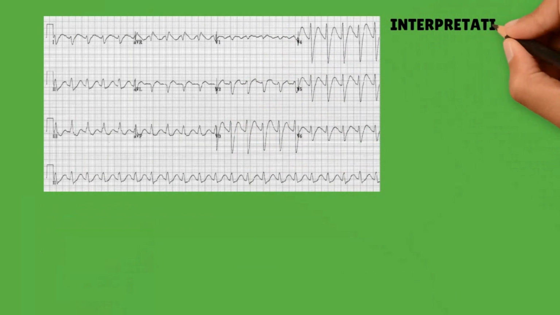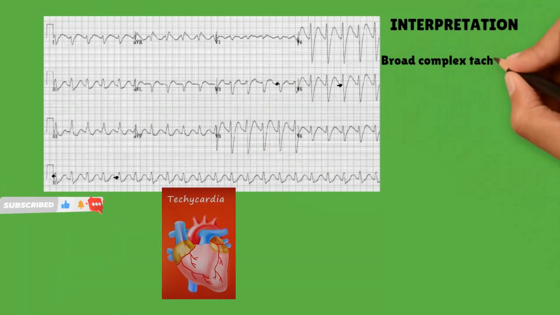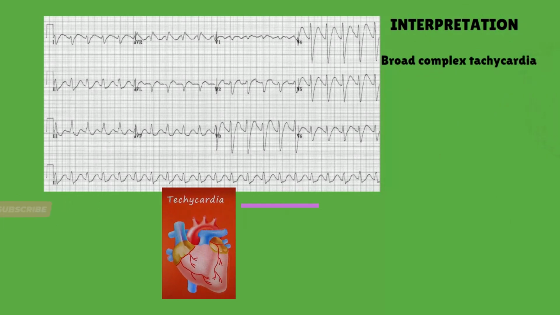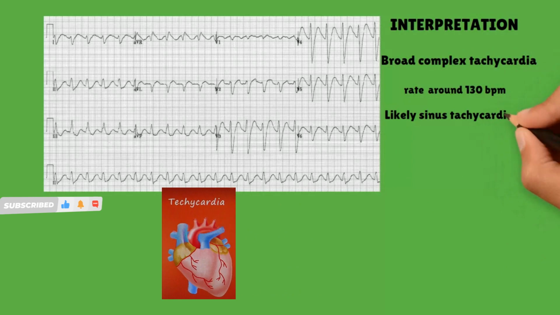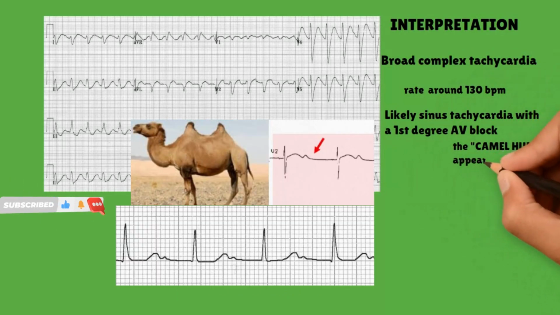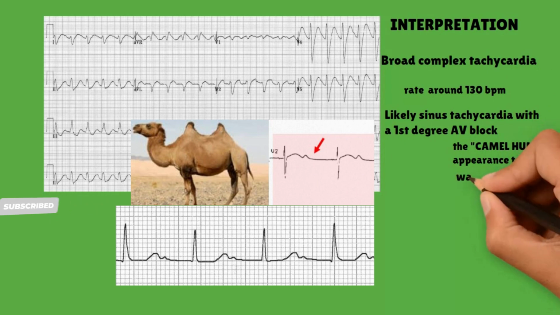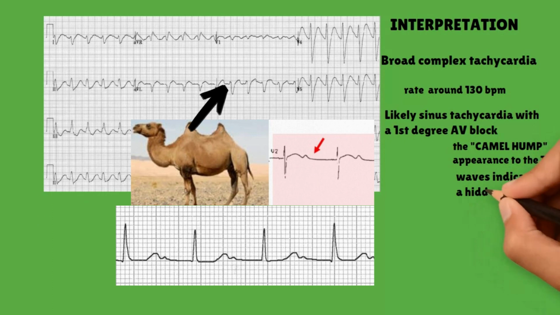The interpretation of ECG. In the ECG, there is broad complex tachycardia and the rate is around 130 beats per minute. The rhythm is likely sinus tachycardia, and note that there is camel hump appearance in the T wave including a hidden P wave. Explain that there is sinus tachycardia with first degree AV block. The P wave hidden in the T wave best can be seen in V1 and V2.